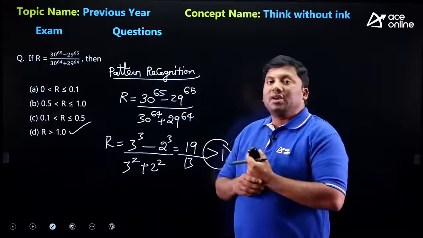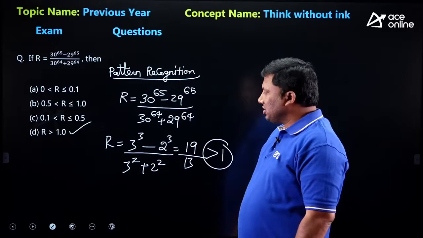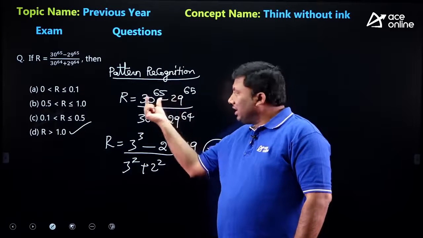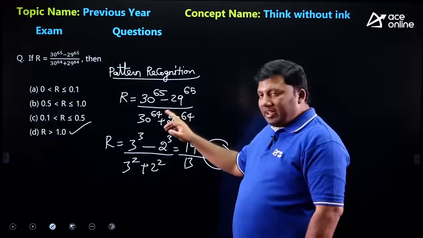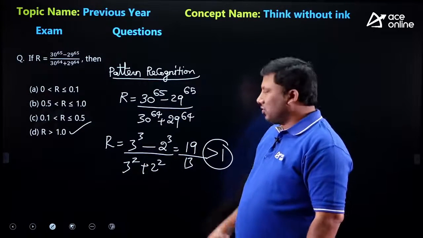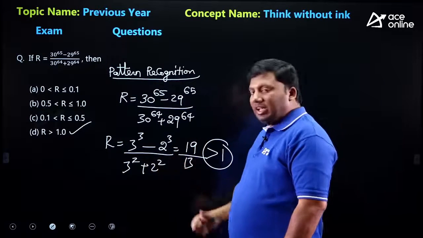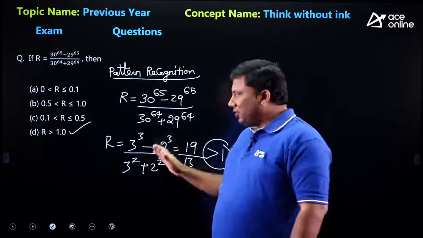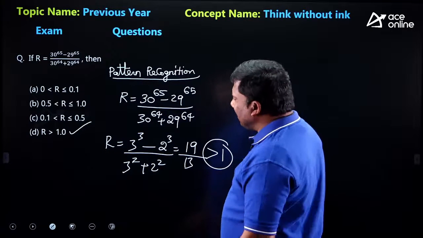30 power 65 minus 29 power 65 divided by 30 power 64 plus 29 power 64. 30, 29, it is 1 less than 30. 65, 64, 1 less than. 3 cube minus 2 cube by 3 square plus 2 square. 27 minus 8, 19. 9 plus 4, 13. 19 by 13. 13 ones are 13. 1.4. 1.4 is greater than 1. Just by looking at the question, you got the answer as greater than 1.